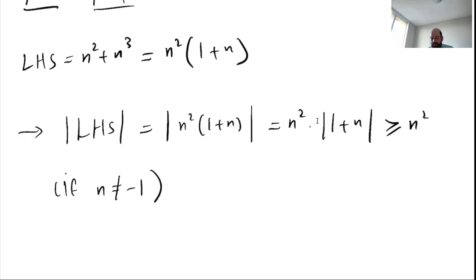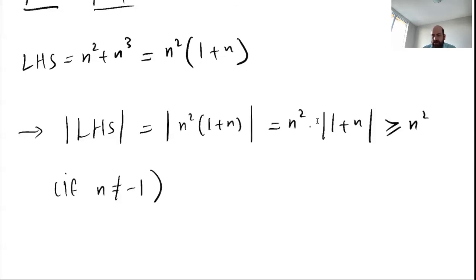See, n squared times the absolute value of 1 plus n means n squared times a non-negative integer. Now, if that non-negative integer is not 0, it means it's at least 1. So a number times a number which is at least 1 becomes bigger than or equal to the original number, right? If you multiply a given number with a positive integer, you get something bigger than or equal to the original number, right? You cannot get something smaller.